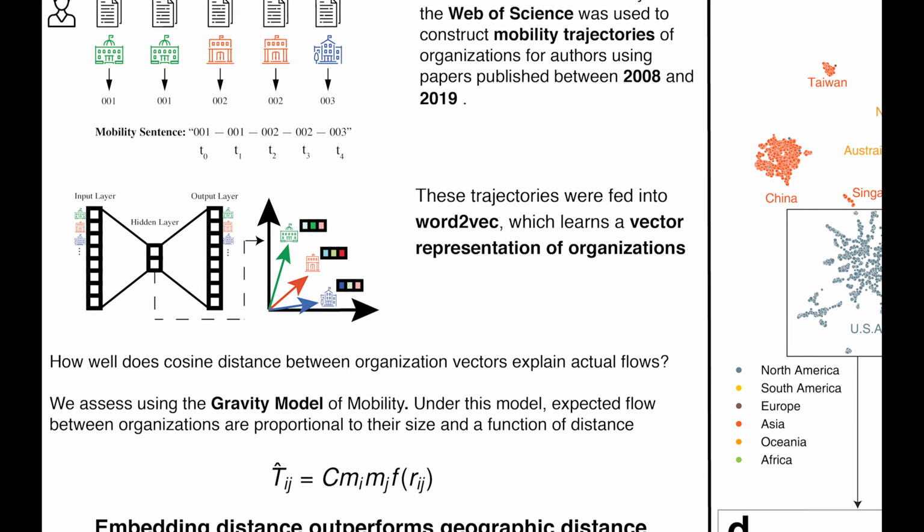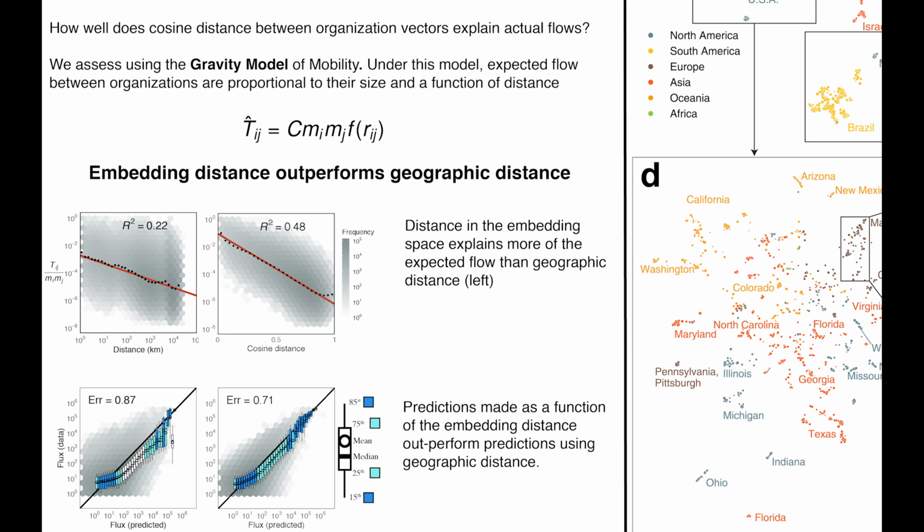distance. We can assess how well the embedding distance performs relative to geographic distance by comparing their effectiveness in explaining real mobility flows using the gravity model of mobility. This is a simple and intuitive model that considers mobility flows between places as proportional to their sizes and as a function of distance, similar to Isaac Newton's law of gravity. The embedding distance outperforms geographic distance in explaining and predicting real-world mobility flows.